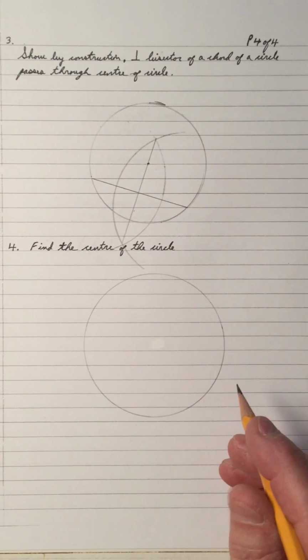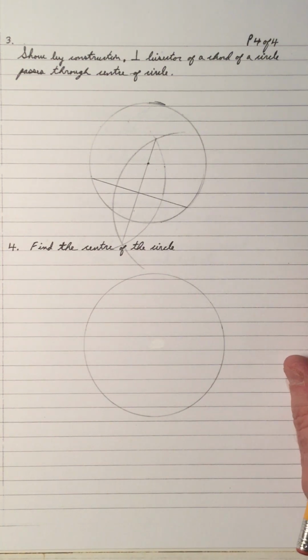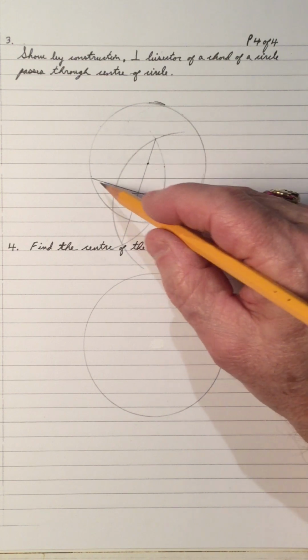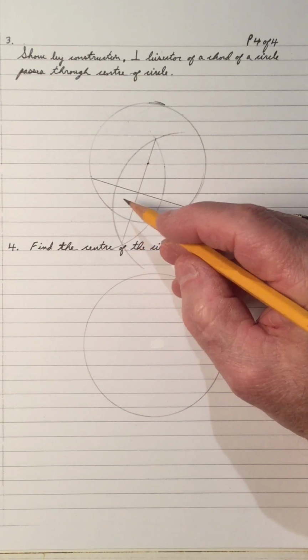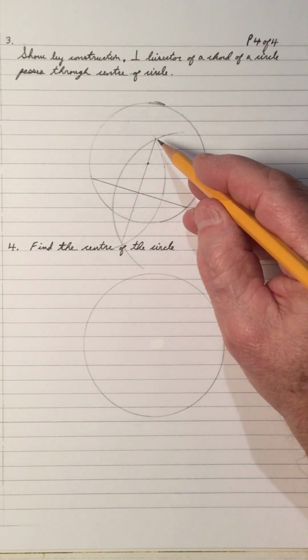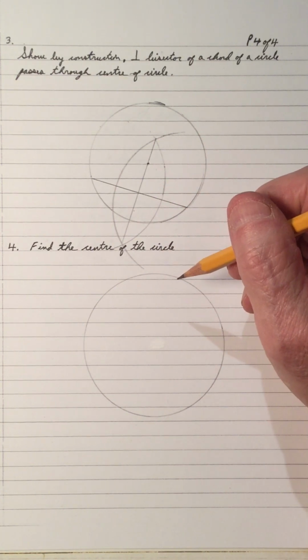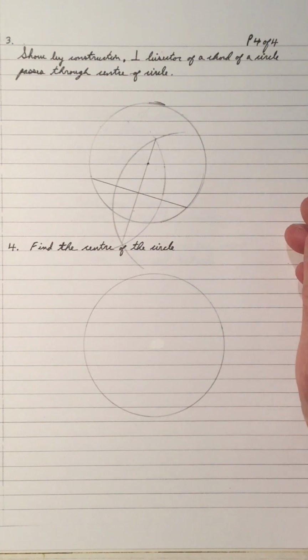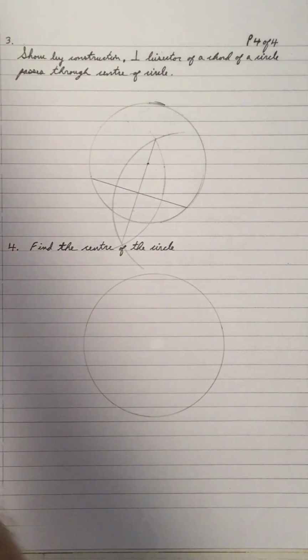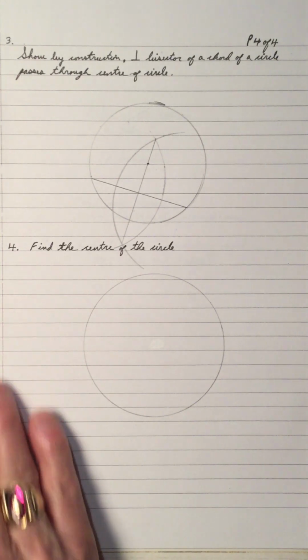Now, number 4, find the center of the circle. Now we know we have a circle, but we have to find the center of the circle. So how do you find the center of the circle using a compass and a ruler? Well, notice just then, we drew a chord and we drew the perpendicular bisector, and the perpendicular bisector of any chord goes through the center of the circle. So if we draw one of them, it goes through the center, but we don't know where it is. But if we draw a second one, the second one will also pass through the center. So the intersection of those two will give you the point, which is the center.